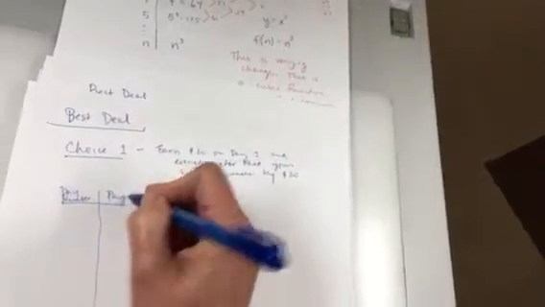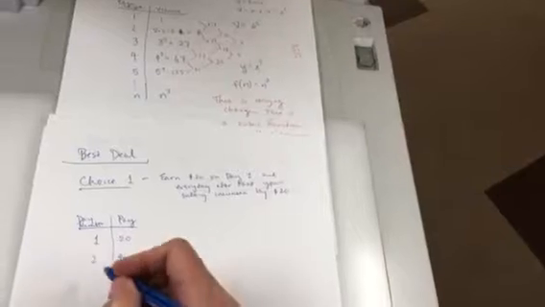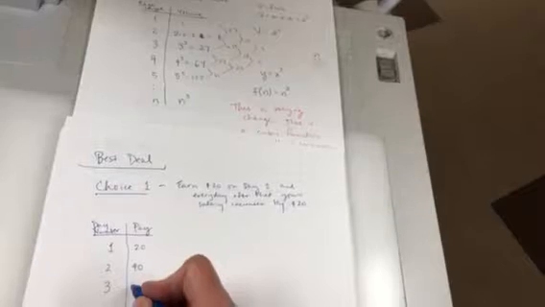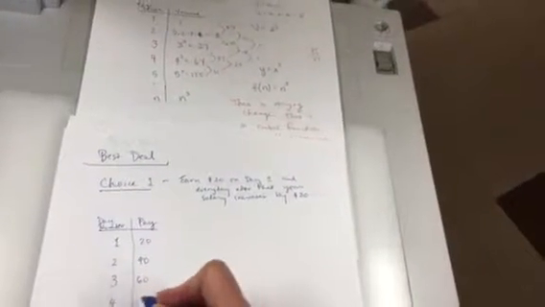Day number and pay. So day number 1, you get $20. Day number 2, we get 20 plus 20 is 40. Day number 3, we get 60. Day number 4, we get 80. Day number 5, 100.